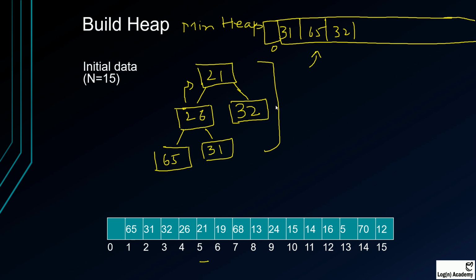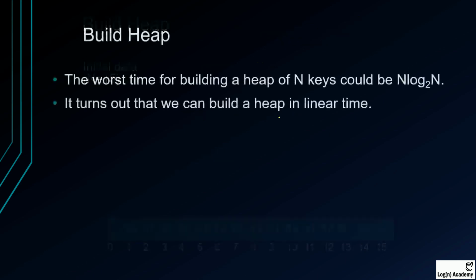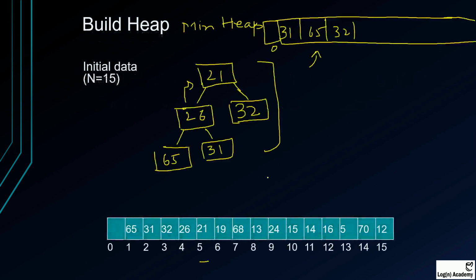So we are using arrays for the implementation of heap. So what is the cost of this? The worst time for building a heap for n keys could be n log n. So how is it n log n? Because I'll have to at least traverse this array from its first element till its last element. So n traversal is compulsory.